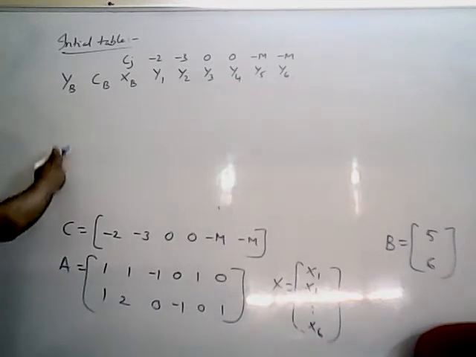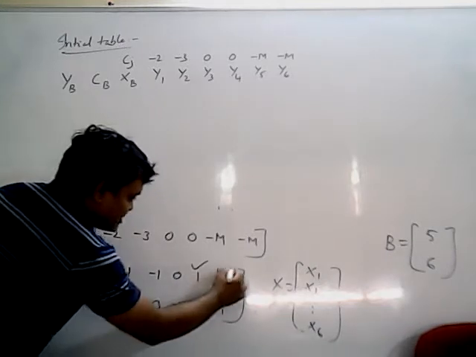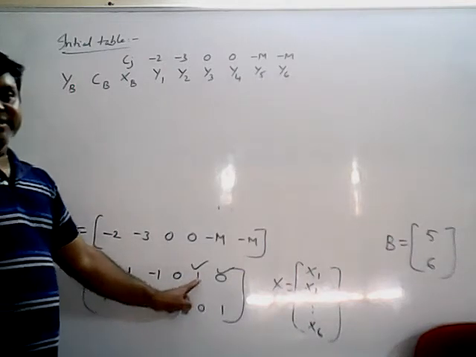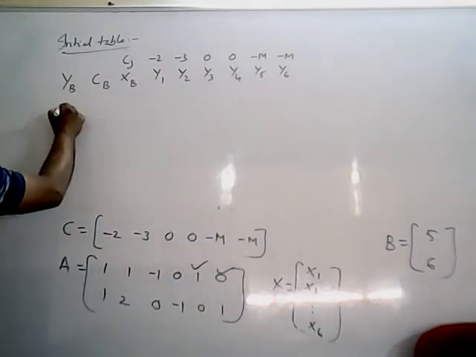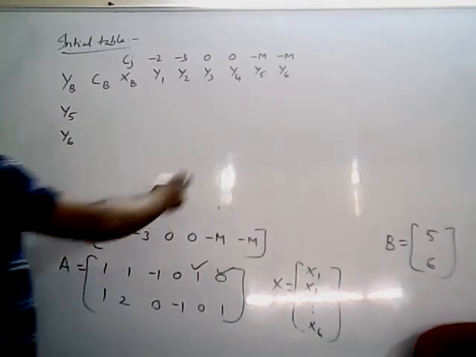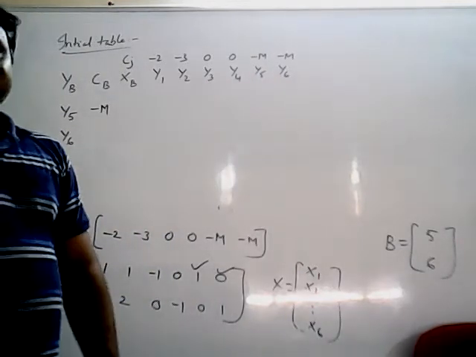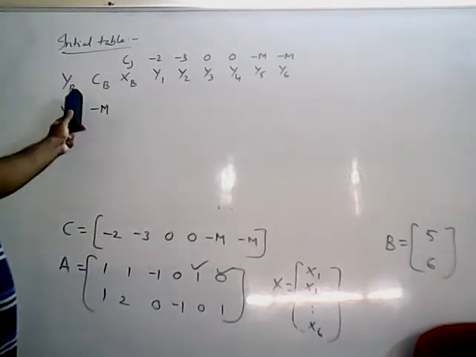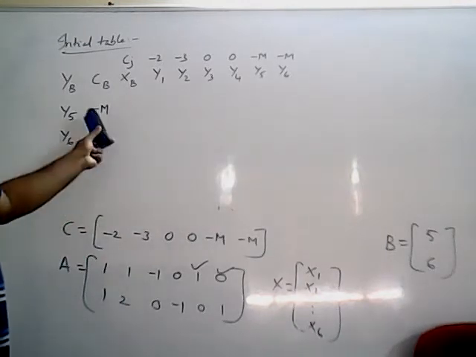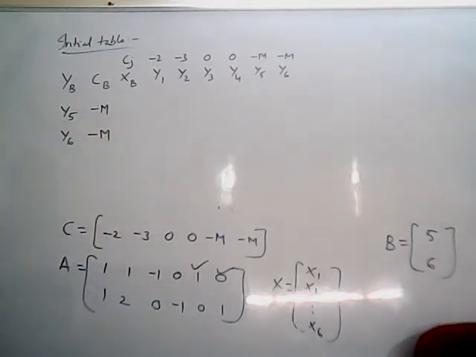Now, what are the variables that enter into the basis? Where do you get the unit matrix elements? Those variables enter. Unit matrix means 1 0, 0 1. This is x1, x2, x3, x4, x5. x5 means y5. x6 means y6. So the variables that enter are y5, y6. What is the y5 variable cost now? Minus M. So you will get Z value and Zj minus Cj value in terms of M's. Yesterday you got numerical values here; now you will get them in terms of M's. Y6 is also minus M.